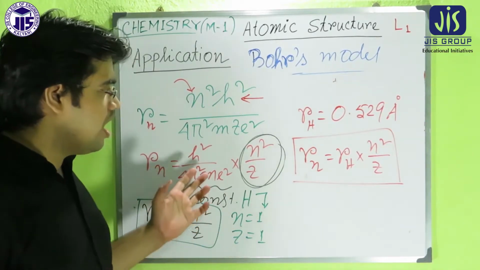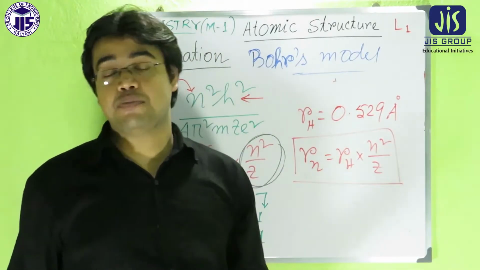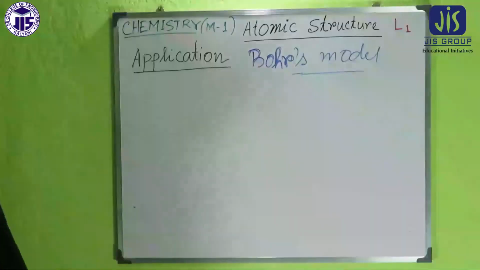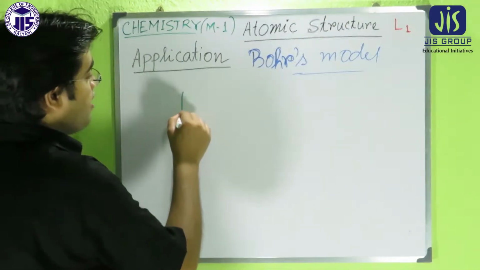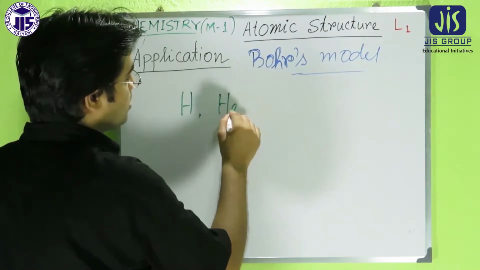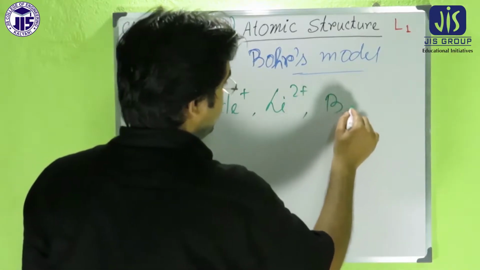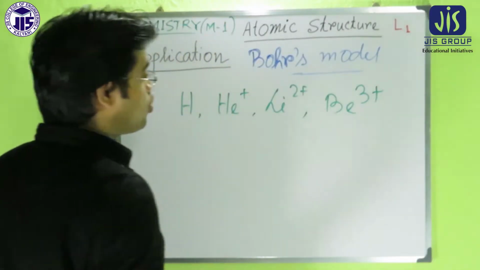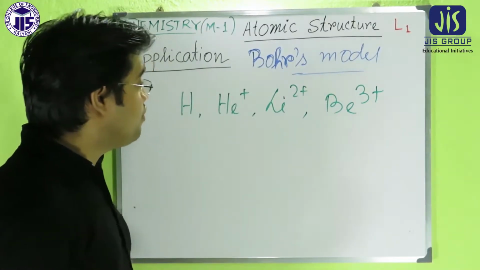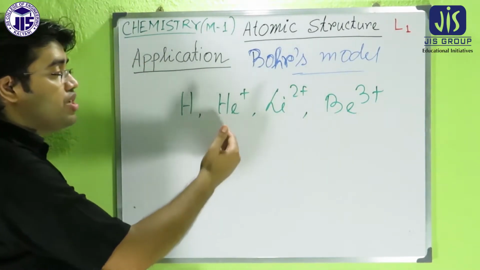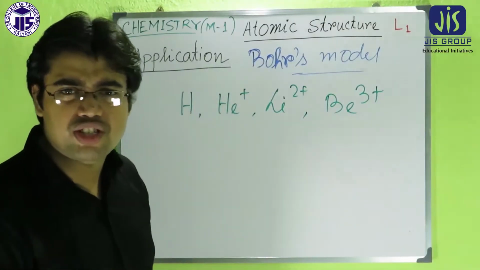I will give you one example also, of what type of question may arise from that portion. Okay, so suppose we have hydrogen, helium plus, lithium 2 plus, beryllium 3 plus, and we have to show the order of the radius of the hydrogen, helium plus, lithium 2 plus and beryllium 3 plus, the increasing order.